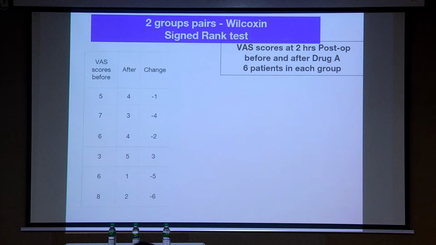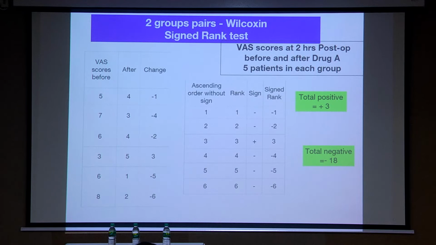First patient, you change from 5 to 4. So the pain has reduced, -1. The second patient had 7. After 2 hours, the visual analog score has reduced to 3. It is -4. The next patient has got 6 before paracetamol. 2 hours after paracetamol, the pain has reduced to 4. The patient has got 3. 2 hours after paracetamol, the pain has increased actually in this patient. After 6, 1, 8, 2.